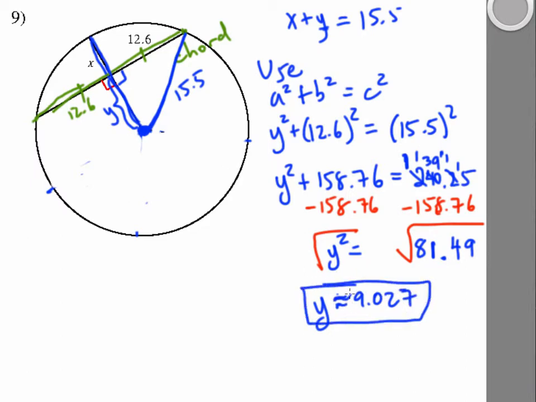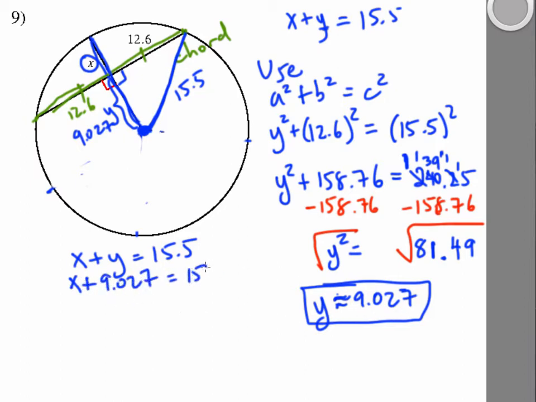Okay, so if this is approximately 9.027 and this whole thing is 15.5, right? To find x, we just say 15.5, which is the radius, minus 9.027 will give us approximately x. So again we have x plus y equals 15.5. You don't have to do it algebraically like this, but we'll substitute in 9.027. It's 15.5. We'll subtract out 9.027.